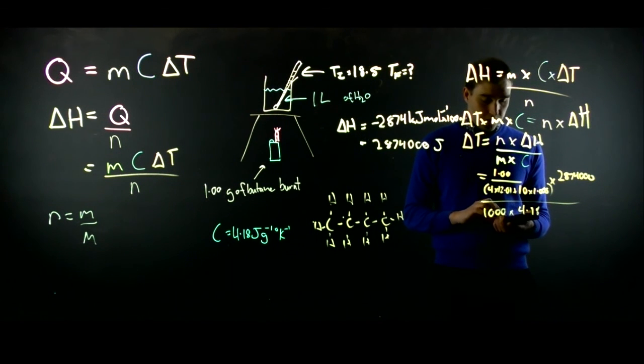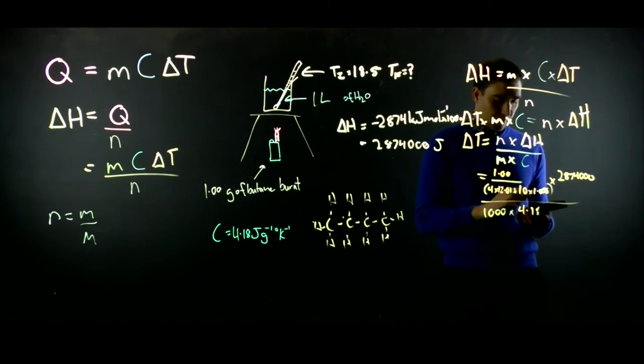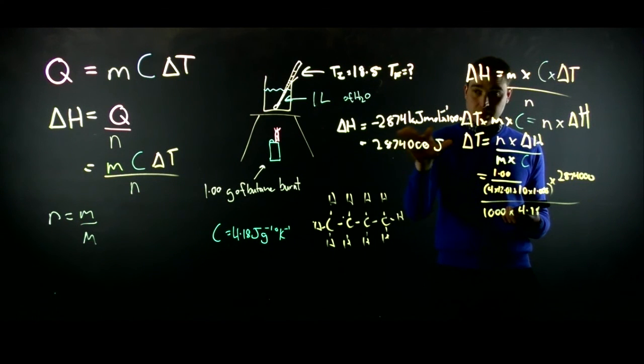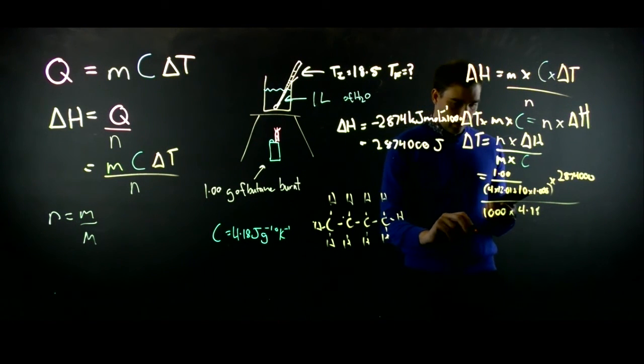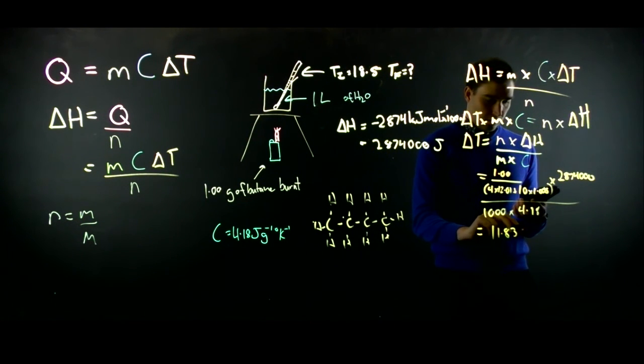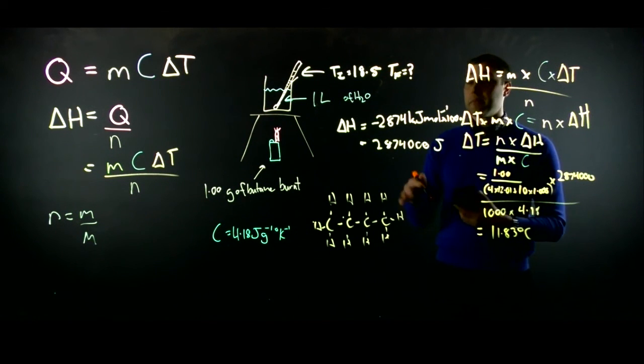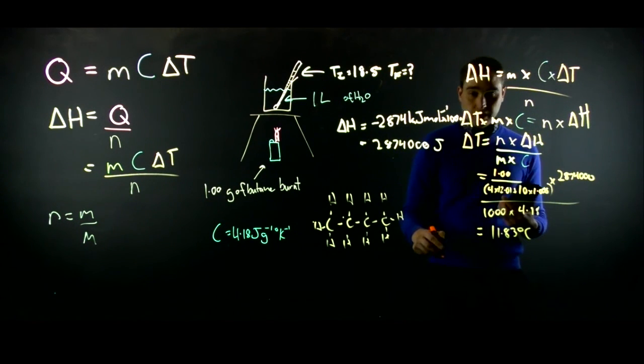Okay, so I'm going to put that in my calculator. I've got 1 divided by, starting with this section, open brackets down here, 4 times 12.01 plus 10 times 1.008, equals. We're going to times that by the 2874000, my delta H, equals. Divide that answer by, open brackets, 1,000 times 4.18. Okay, press equals and I get 11.83 degrees Celsius. Okay, so that's my temperature change. I need to figure out my final temperature.